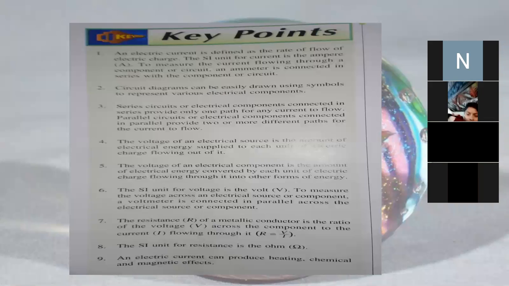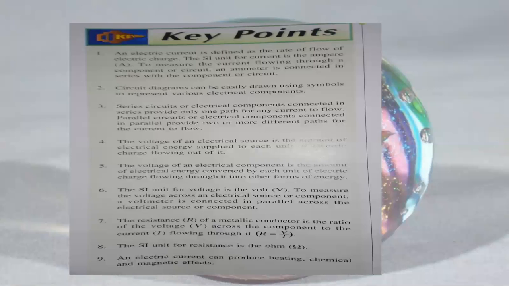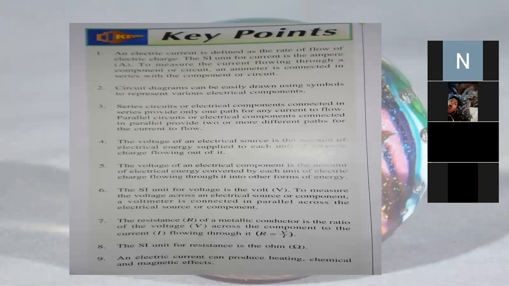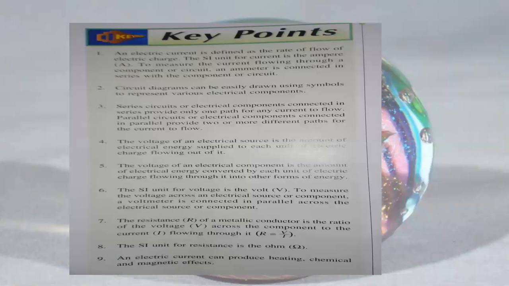Number 2, circuit diagrams can be easily drawn using symbols to represent various electrical components. It is not easy when you are drawing the components of a circuit, so it is quite difficult to write each and every name in detail. So what we do, we use symbols instead. There is a different one for the bulb, a different one for the switch. It will make the work easier.